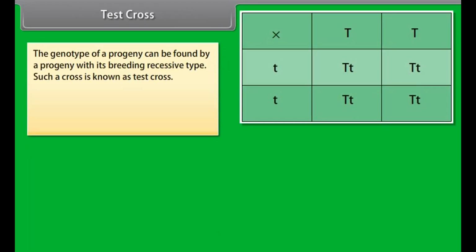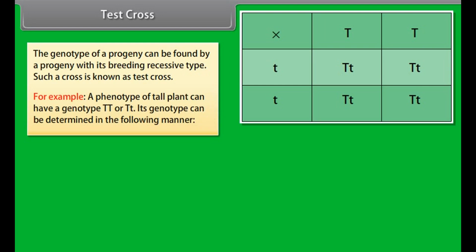Test cross. The genotype of a progeny can be found by crossing it with its breeding recessive type. Such a cross is known as test cross. For example, a phenotype of tall plant can have a genotype TT or Tt. Its genotype can be determined in the following manner.